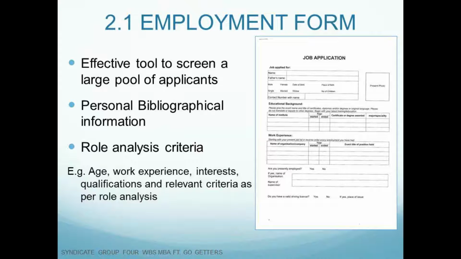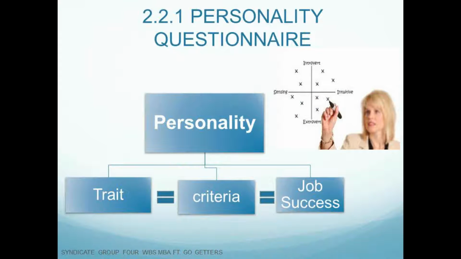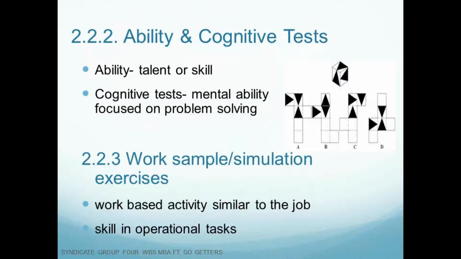The form requires prospective candidates to provide personal biographical information as well as information pertaining to specific criteria for the role. Psychometric tests can be used to assist in decision making, to select an individual for employment or promotion, or in attempts to predict behaviors at work by identifying competencies of individuals that match the job which are aligned to successful job performance. The personality test identifies the manner in which the applicant is most likely to behave. Personality traits aligned to the role analysis criteria could potentially lead to success in the job.